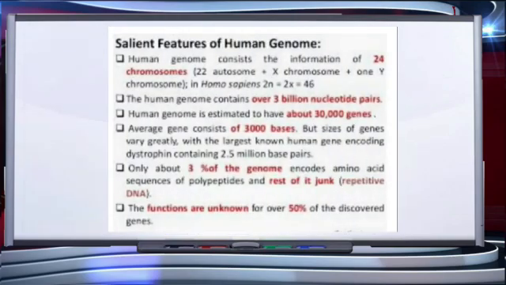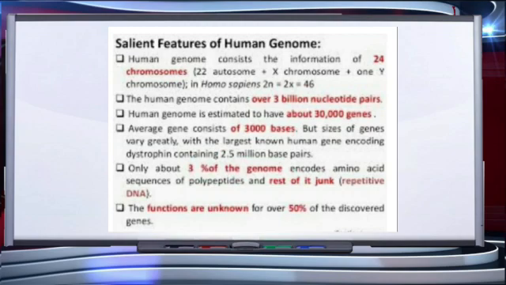Now let's talk about the salient features of the human genome. The human genome contains 3164.7 million nucleotide bases. It contains the information of 24 chromosomes, 22 autosomes, an X chromosome and a Y chromosome. The human genome contains over 3 billion nucleotide pairs. The human genome is estimated to have about 30,000 genes.